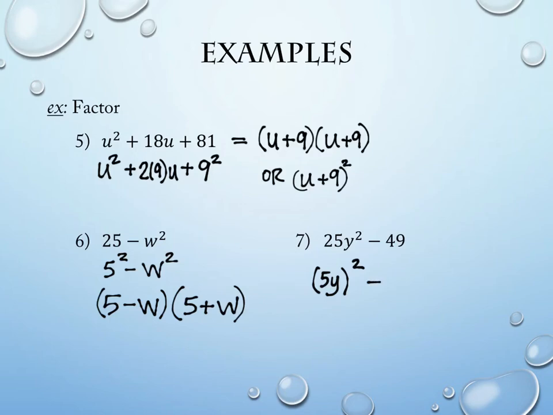How about 49? How do I get it to be something squared? 7. So 7 squared. So in a very real way, my a value is 5y and my b value is actually 7. Those are the pieces individually that are being squared. So we would do 5y minus 7 and 5y plus 7.